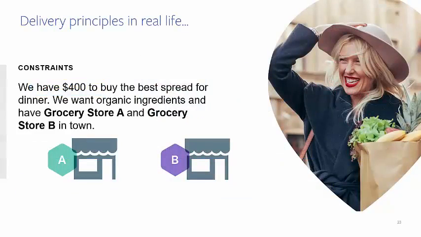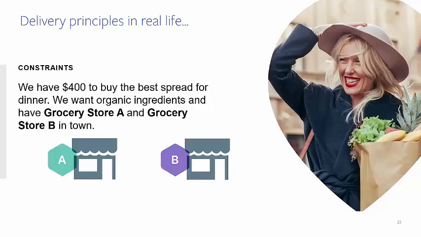Let's say we have $400 to buy the best spread for dinner. I clearly did not make this example, or it would have said something like we have $22 and a Starbucks gift card. But anyway, let's say we want to get organic ingredients from store A and we have store B. So these are our constraints. These two different stores have the same ingredients. And as I mentioned earlier in the presentation, we have to assume all of these ingredients are equal.